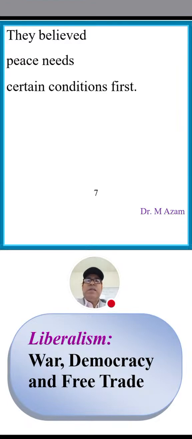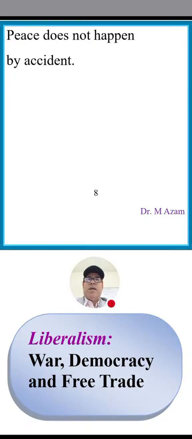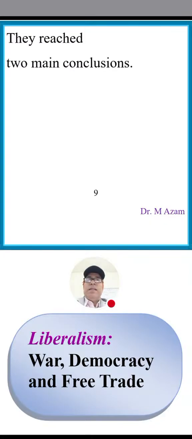They believed peace needs certain conditions first. Peace does not happen by accident. We have to make effort for it. The liberals reached two main conclusions. What were the two main conclusions?